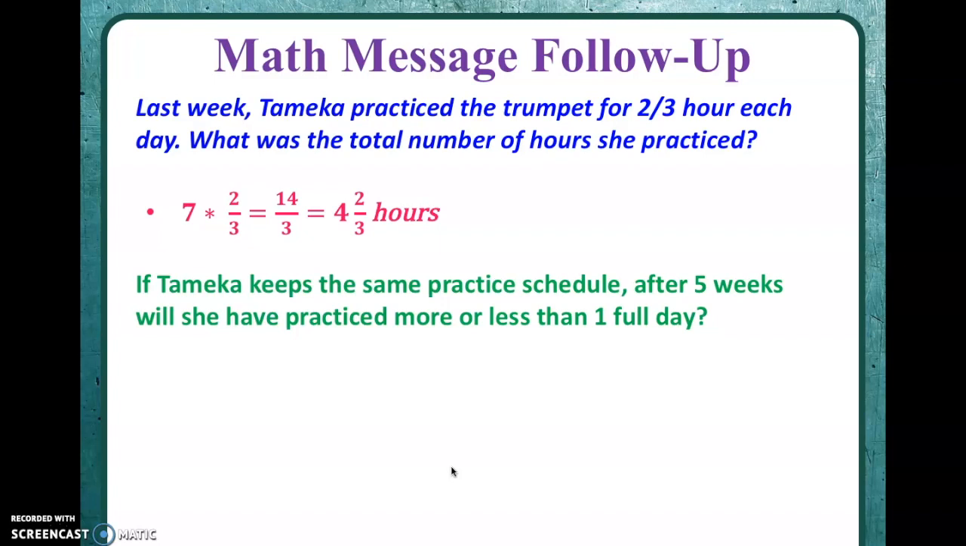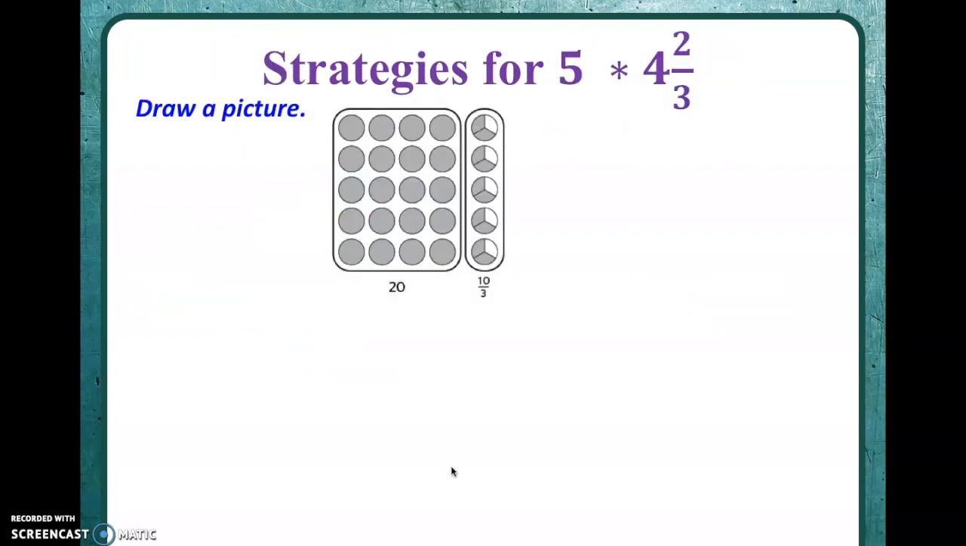Well, first of all, we need to know how many hours are in 1 full day. 1 full day would be 24 hours. So, the equation that we need to set up is something that looks like this. We need to multiply 5 times 4 2/3. Go ahead and write that equation down in your math notebook.